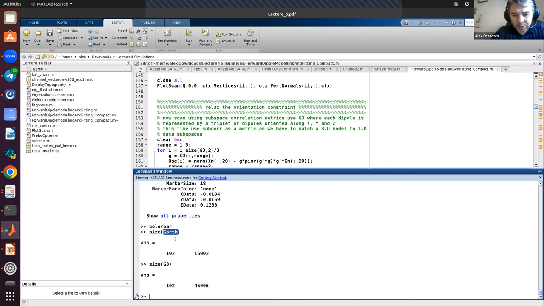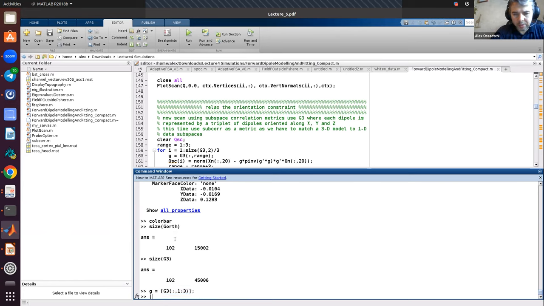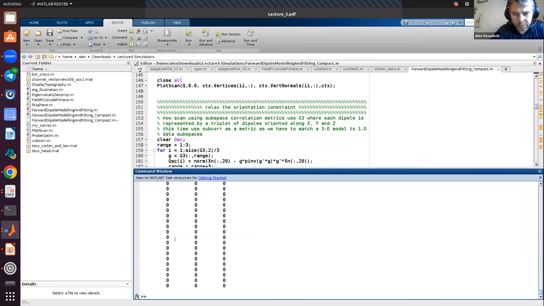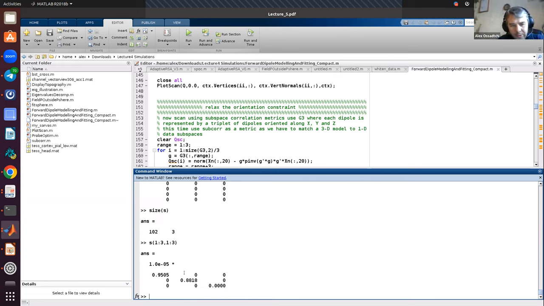Okay, now let's take g, small g, from G3, columns 1, 2, 3. And then let's do what we like most, SVD, too many SVDs. The size of S will be 132 by 3, but we are interested only in the first three. Let's look at S. Because I use a very simple spherical model in this case, the third singular value is identical to zero.